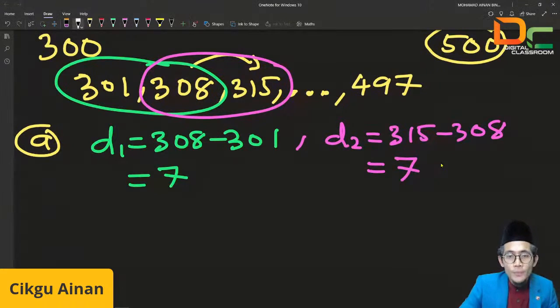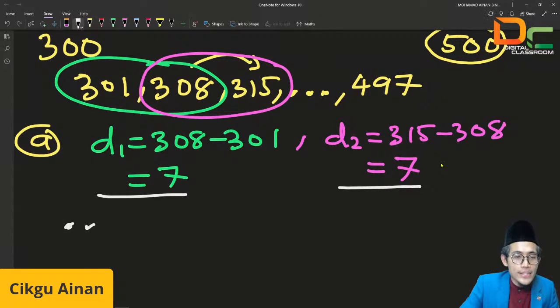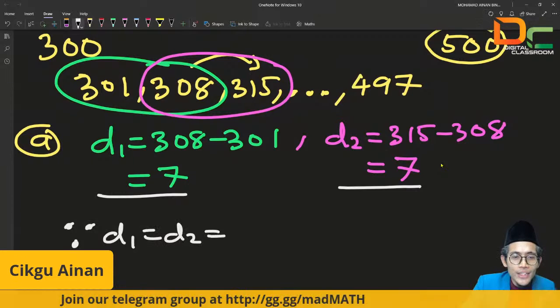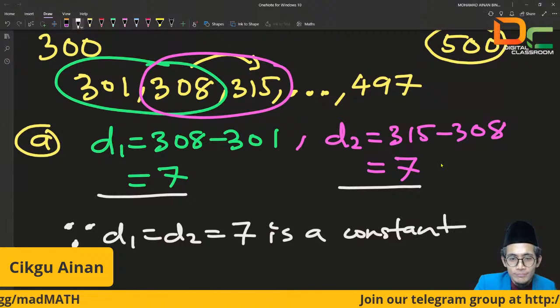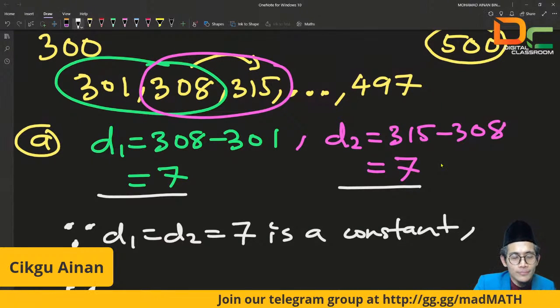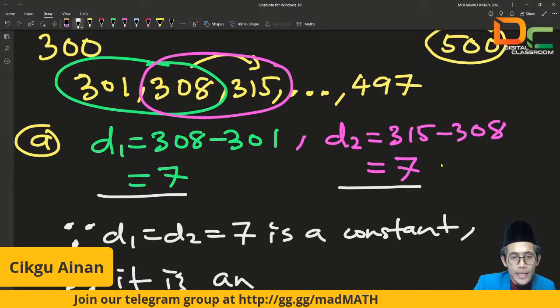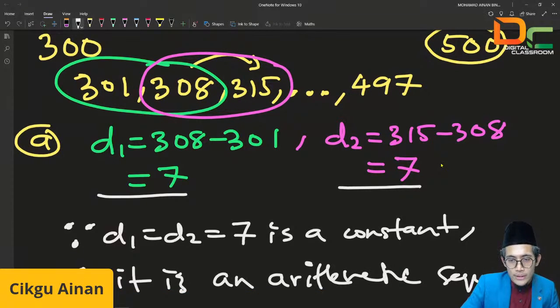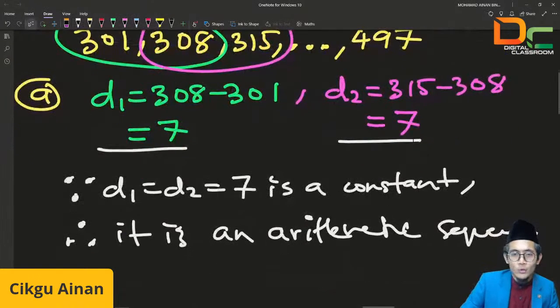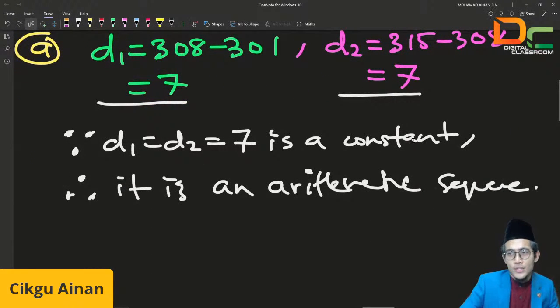Okay. Now, so what we can conclude, the first common difference is the same with the second common difference. Therefore, since D1 equals D2 equals 7 is a constant, therefore it is an arithmetic sequence. Pandailah kau tulis. Betul lah tu. Arithmetic sequence. Okay. So we done with the first part.